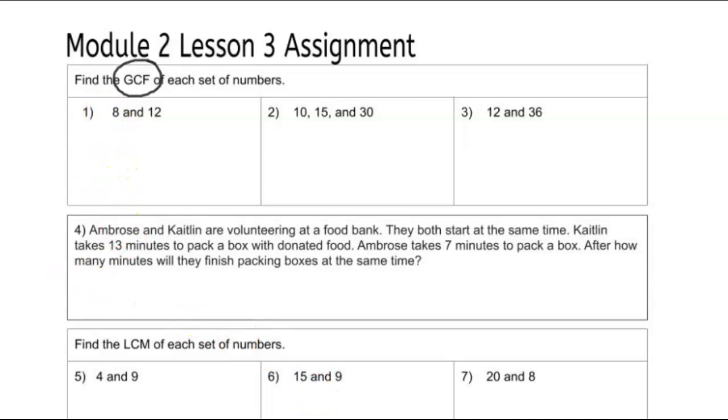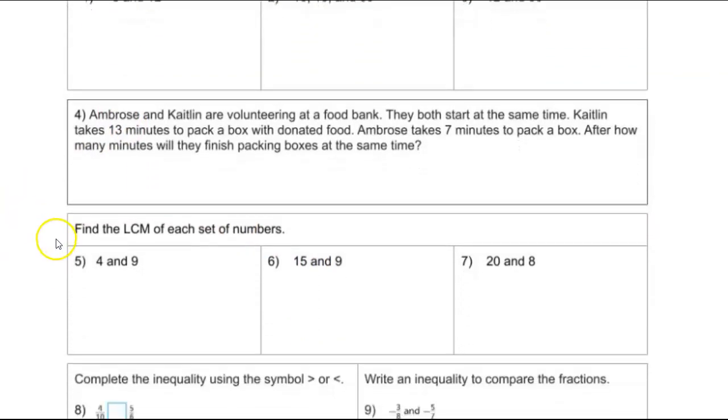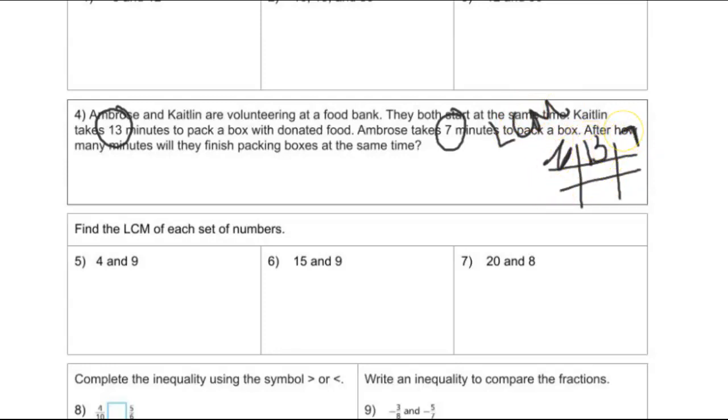Number 4 is your first word problem. Ambrose and Caitlin are volunteering at a food bank. They both start at the same time. Caitlin takes 13 minutes to pack a box of donated food. Ambrose takes 7 minutes to pack a box of food. How many minutes will it take until they finish packing boxes at the same time? So you're going to be finding the LCM on this one. I'll set it up for you to remind you. Tic-tac-toe, we have 13 and 7. Hint being nothing can go into those besides 1, so you're just multiplying them together. 5 through 7, you're just finding the LCM.